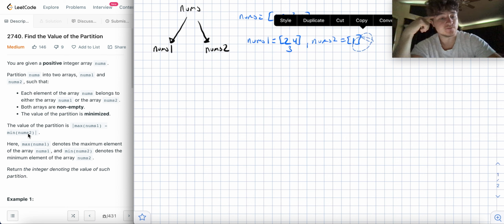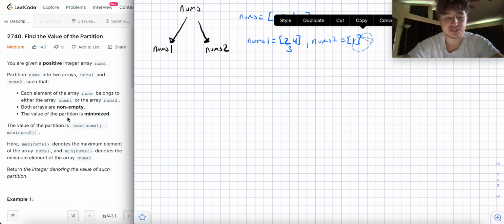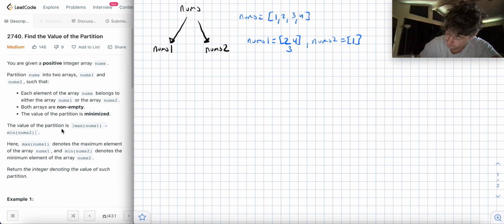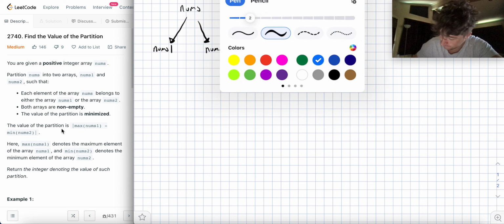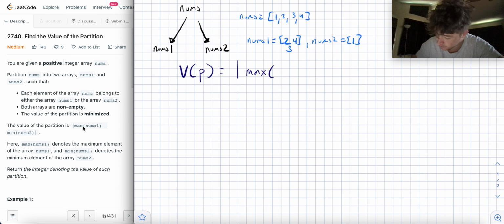and I'm using all the elements from the source. I can't neglect any single element. Okay. And now we want to minimize the value of the partition. And the value of the partition is, I'm going to call that the value of a partition. Partition meaning a split into this left element and this right element is defined here. It's the absolute value of the max of one partition, we'll call that nums1, minus the min of the other partition, nums2.